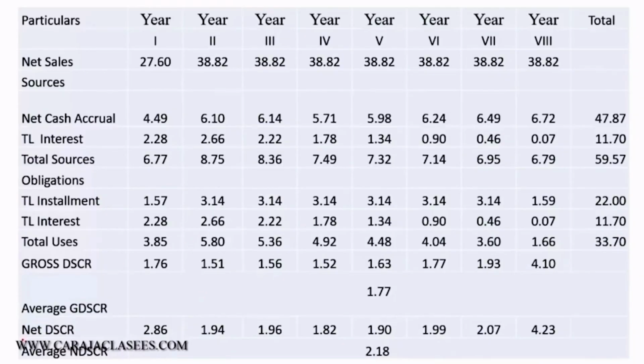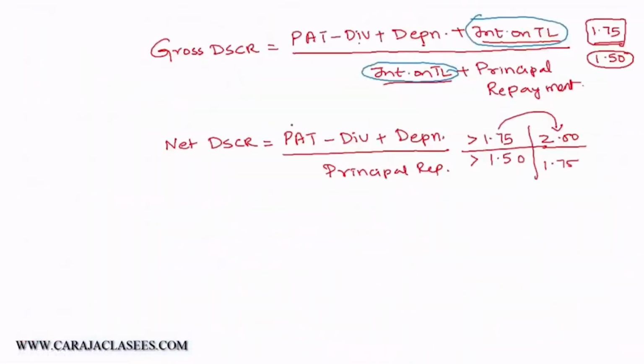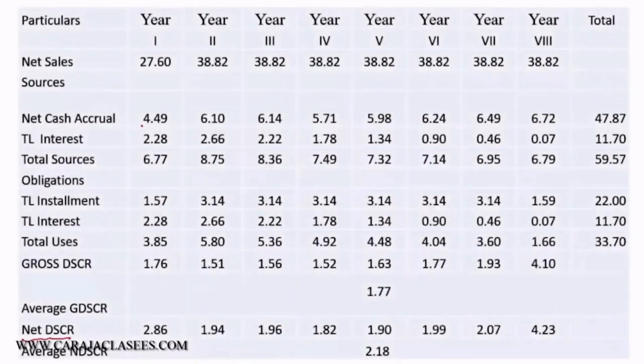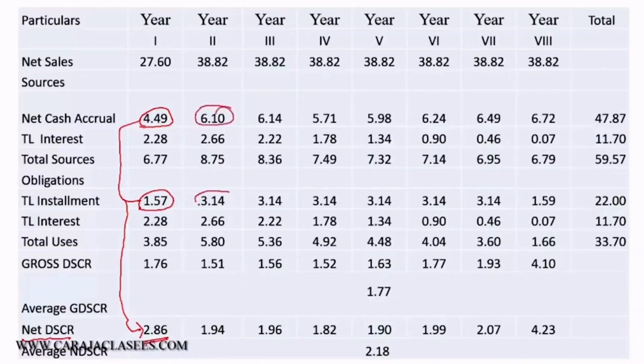Then comes net DSCR. Net DSCR, as already I said, is going to focus only on principal repayment. That's why you are going to take only the cash accruals before adding this interest on term loan, and that is compared only with principal repayment. Look at here, this is your cash accrual 4.49, and this is your principal repayment. 4.49 divided by 1.57 is giving you 2.86. This is your net debt service coverage ratio. 6.10 divided by 3.14 will give you 1.94.